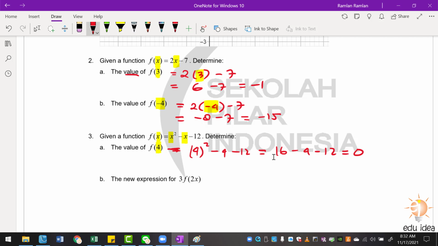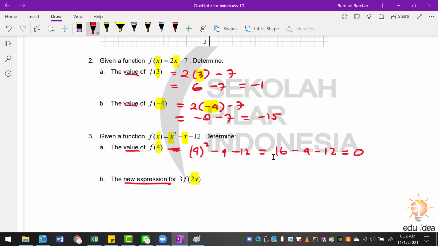Previously you were finding the value, right? So for this question here, the next question is the new expression. But the same thing, guys, when I have this 2x inside this bracket, what you need to do is just change the x in here into 2x. But remember that every time you do this, you put brackets, okay?